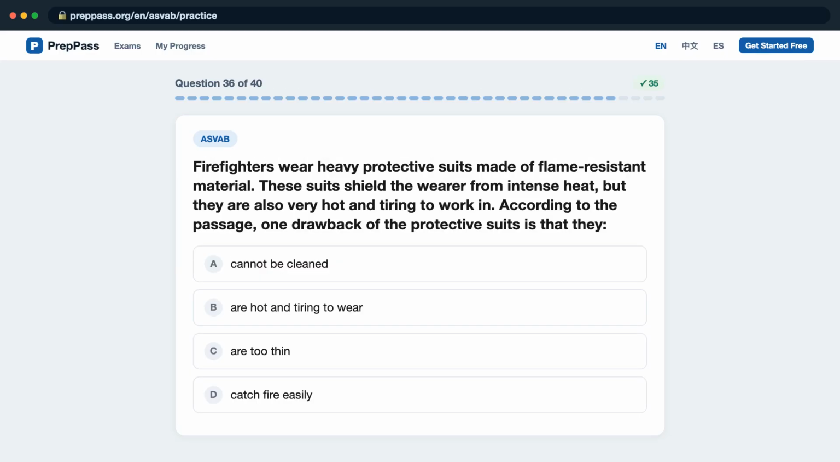Question 36. Firefighters wear heavy protective suits made of flame-resistant material. These suits shield the wearer from intense heat, but they are also very hot and tiring to work in. According to the passage, one drawback of the protective suits is that they, is it A, cannot be cleaned, B, are hot and tiring to wear, C, are too thin, D, catch fire easily?